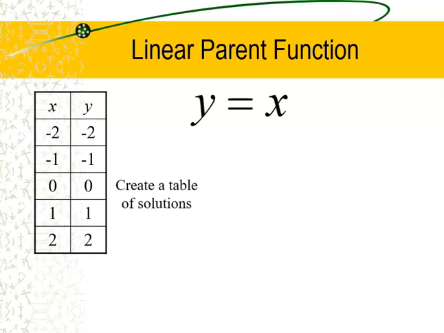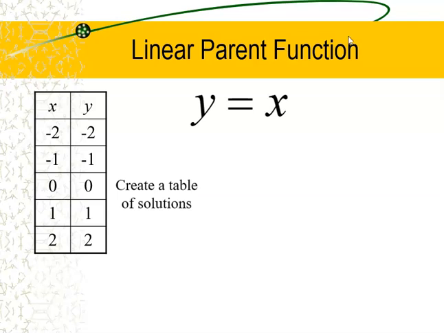So the 5 points I typically choose when I'm making this graph are the points (-2, -2), (-1, -1), (0, 0), (1, 1), and (2, 2). You'll notice that each y is equal to the x, which makes the equation true. Y is equal to x.